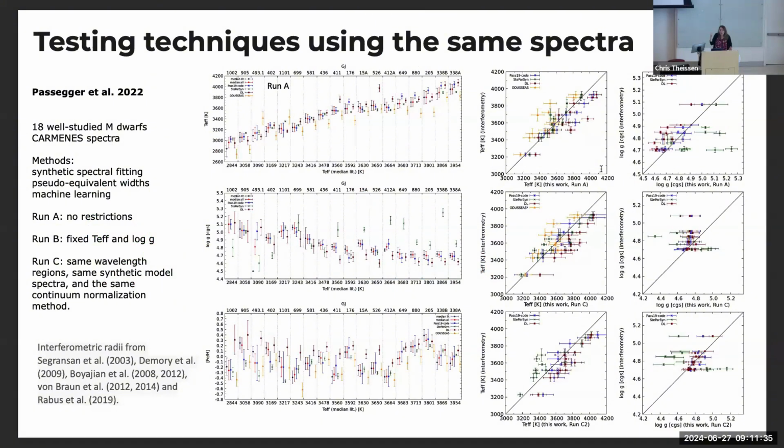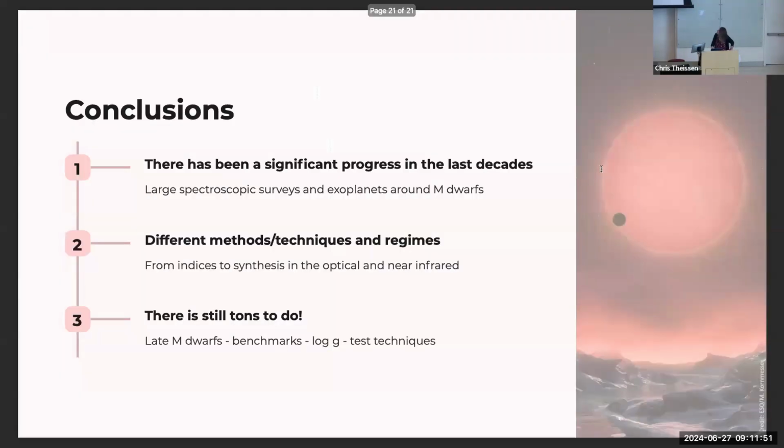And this is another work that I want to highlight related to what if we use the same data and test different techniques. This is a work led by Passager et al., where we tested different things. Please go and see it because I don't have much time, or you can ask me about it later. And since I already showed you my conclusions, I think it's there, and I'd be happy to take your questions. Thank you.